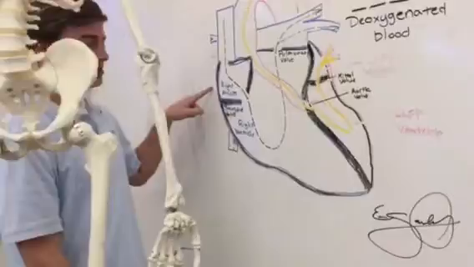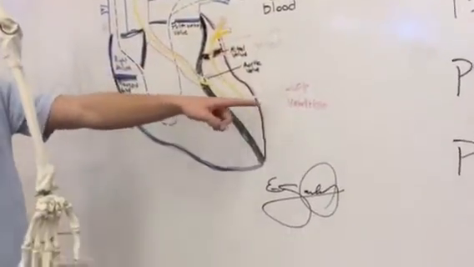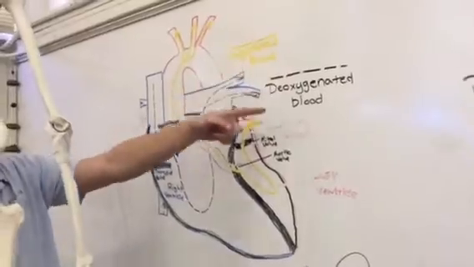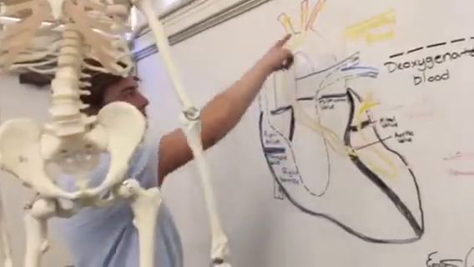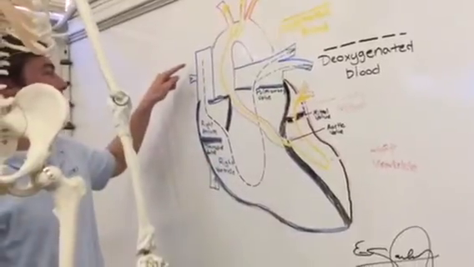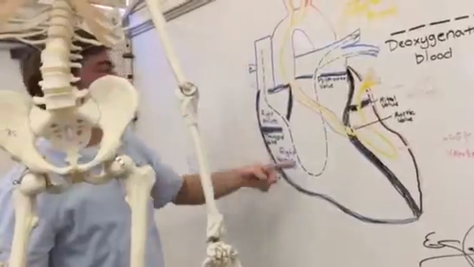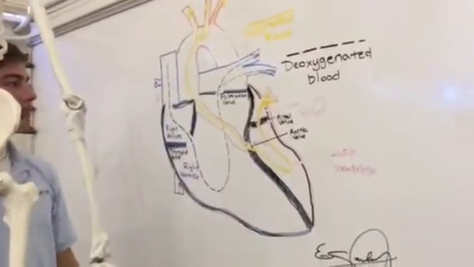This here is the right atrium, below it the right ventricle, and this is the left atrium, the left ventricle. The yellow line is the oxygenated blood coming in from the lungs and out through the aorta, and the black line is the deoxygenated blood coming in the vena cava and coming out the pulmonary valve.